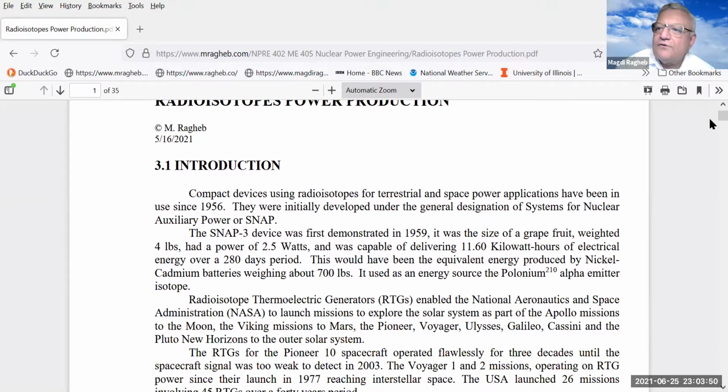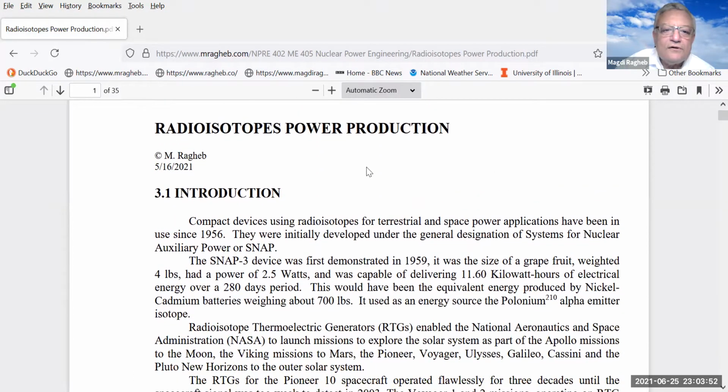Compact devices using radioactive isotopes have been used for a long time. They were designated as systems for nuclear auxiliary power. It started in 1956, and the acronym for that is SNAP, S-N-A-P. The first SNAP device was the size of a grapefruit. It weighed 4 pounds and generated a power of 2.5 watts. And it delivered 11.6 kilowatt hours of total energy. When you multiply watts by hours, that's energy. And over about a year, 280 days, it provides power.